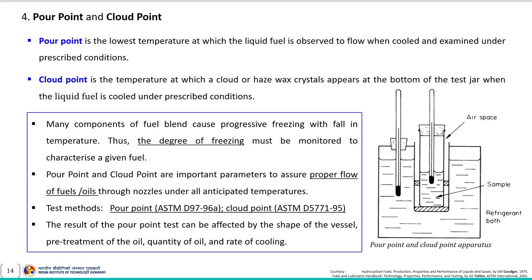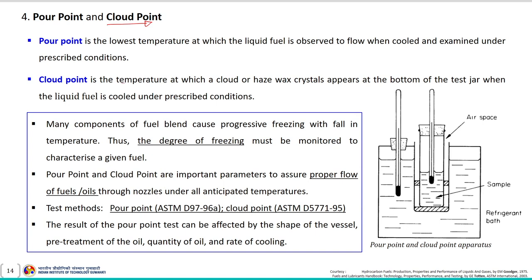So, another important property for the liquid fuel is the pour point and the cloud point. Pour point is the lowest temperature at which the liquid fuel is observed to flow when cooled and examined under the prescribed condition. Similarly, the cloud point is the temperature at which a cloud of wax crystals appears at the bottom of the test jar when the sample is cooled under prescribed condition. So, once we observe such cloud or hazy waxy crystals at the bottom of the test jar for a given liquid sample, then with the help of the proper setup, we can estimate the cloud point of a given sample.